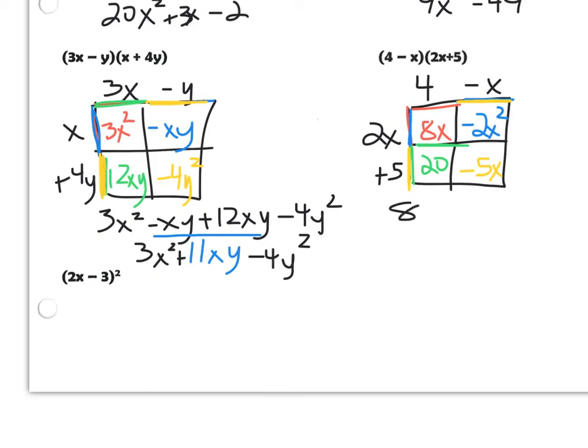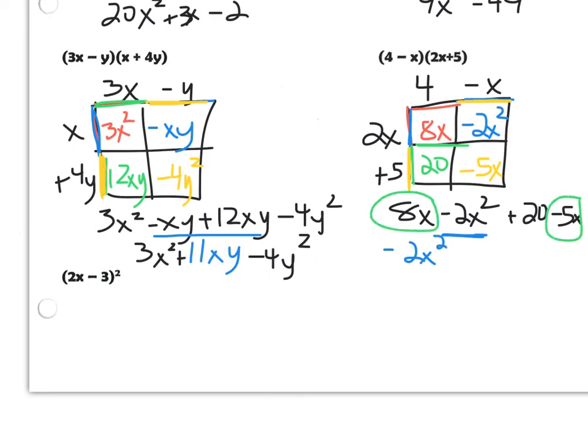So when I write this outside of my rectangle or outside of my box, it's kind of in a weird order. It's not in standard form. So I'm going to move stuff around as I put it in standard form. So negative 2x squared, my squared term goes first. Then I have an 8x minus 5x, that would give me positive 3x. And then bring down my plus 20.